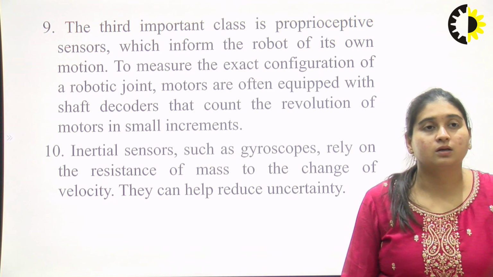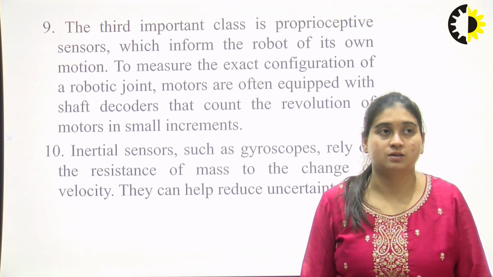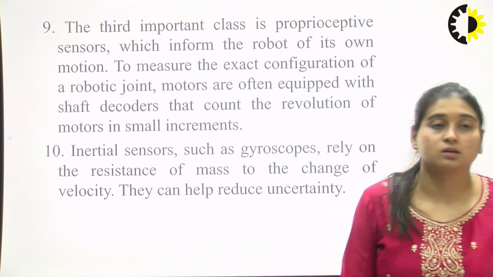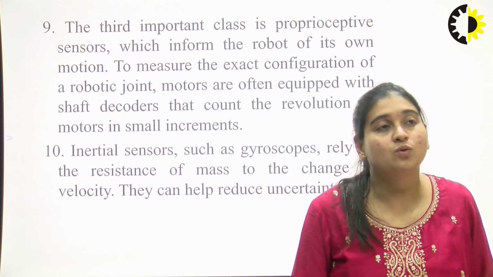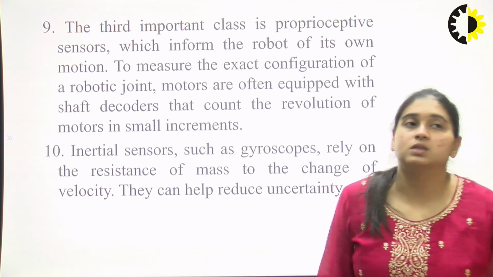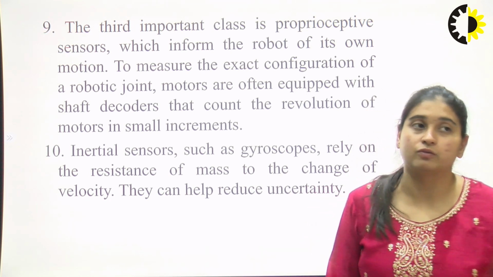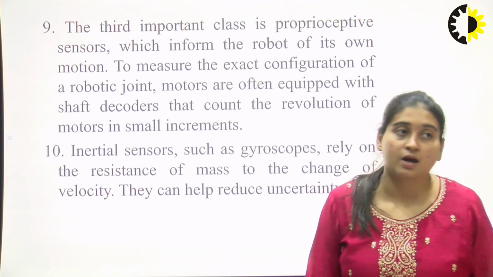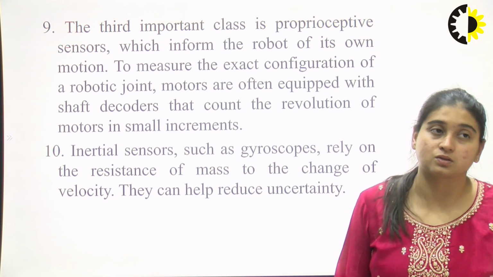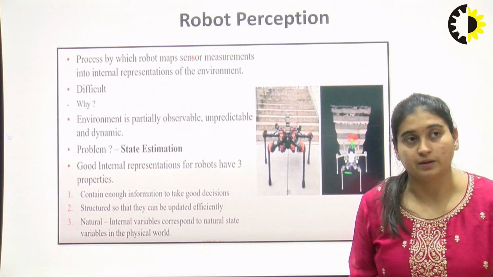The third important class is the proprioceptive sensors, which inform the robot of its own motion. To measure the exact configuration of a robotic joint, motors are often equipped with shaft encoders that count the revolutions of motors in small increments. And lastly, we have inertial sensors such as gyroscopes that rely on the resistance of mass to the change of velocity, and they can help reduce uncertainty.